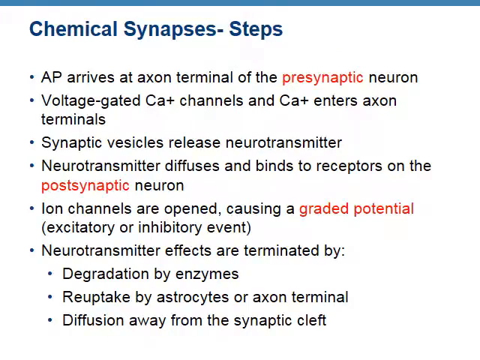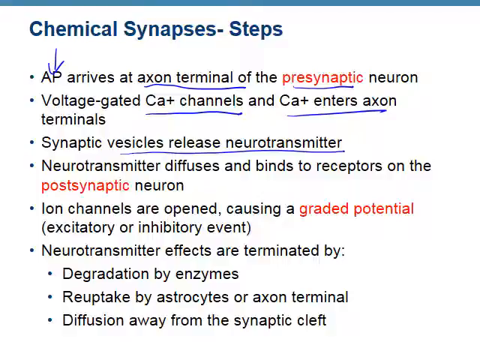So what are the chemical steps that are happening at these synapses? The action potential arrives at the axon terminal of the presynaptic neuron. We have voltage-gated calcium channels. Calcium is going to enter. It's going to cause the release of the neurotransmitter.